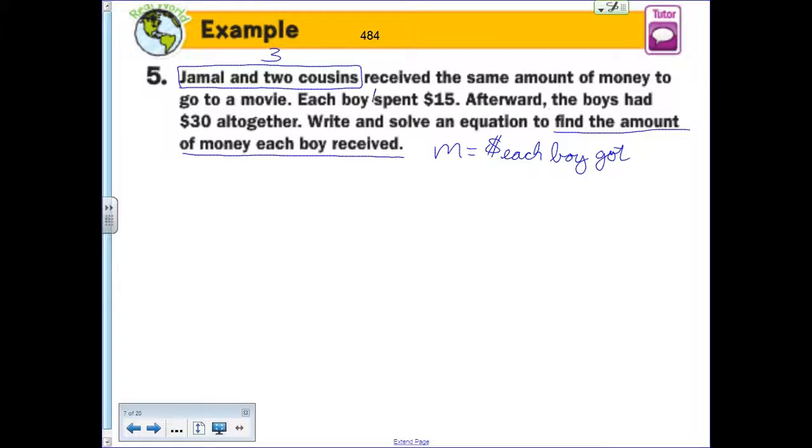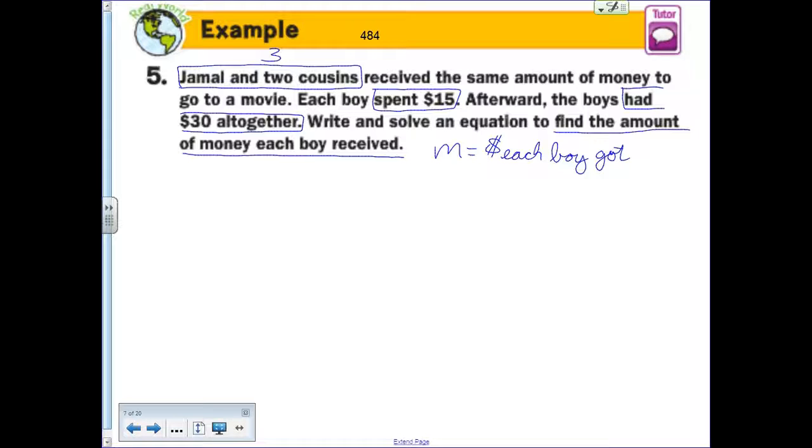Each boy spent $15. Afterwards, the boys had $30 all together. Now, if I look at those 3 numbers and I ask myself, which one of those sounds like a total? My eyes are drawn to the $30 altogether.